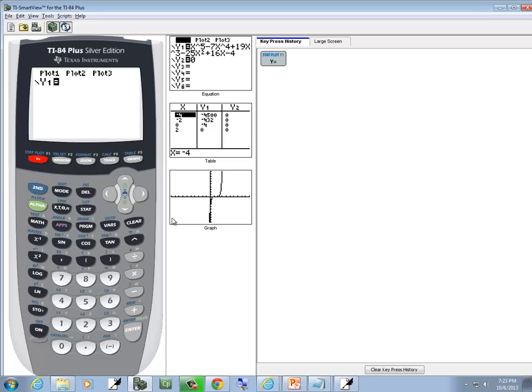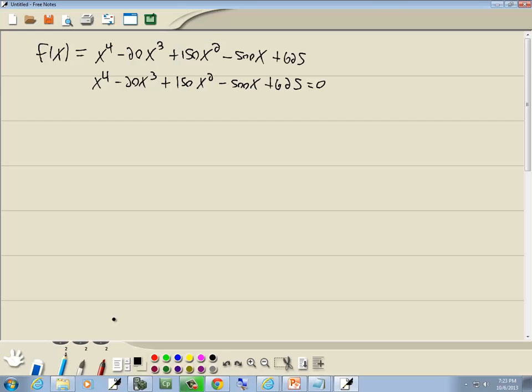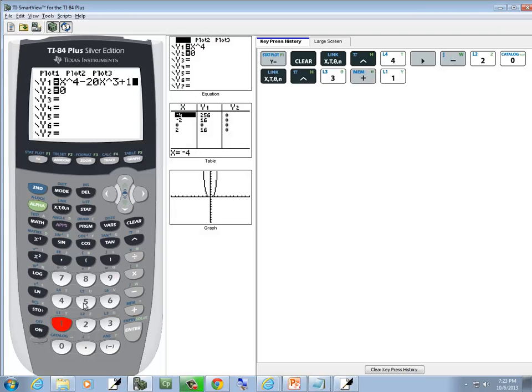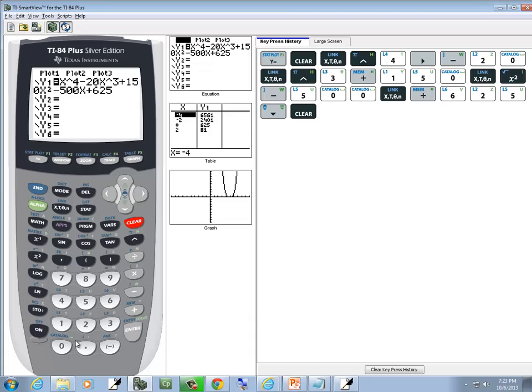So press y equals, clear. And I'll do x caret 4. If you're on a newer TI-84, you have to press your right arrow key to get out of exponent mode. Minus 20x to the third, plus 150x squared, minus 500x, plus 625. If you don't have it there, down arrow to y2, press clear and put a 0. You have to have a 0 on y2 for this process to work.